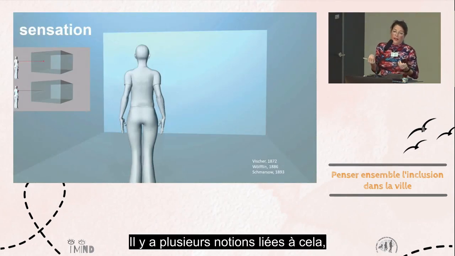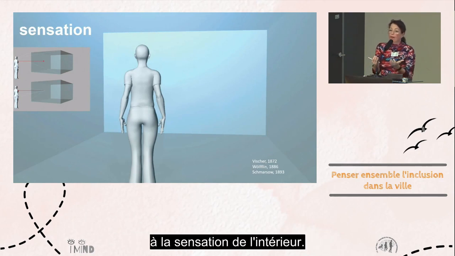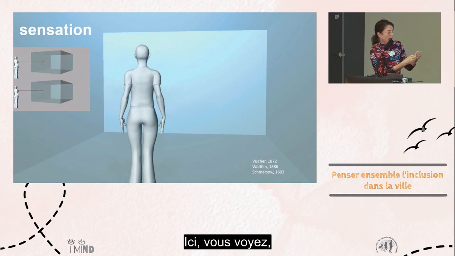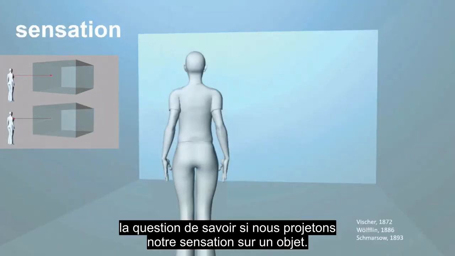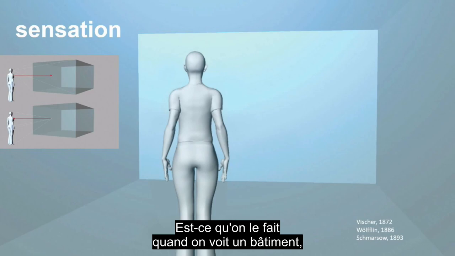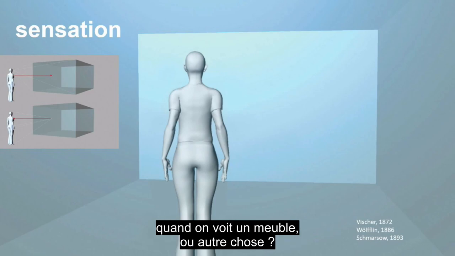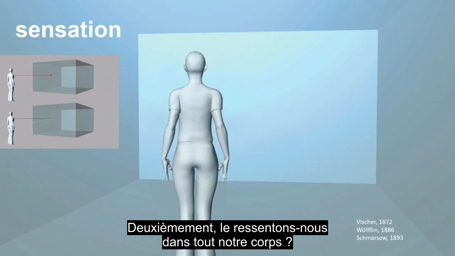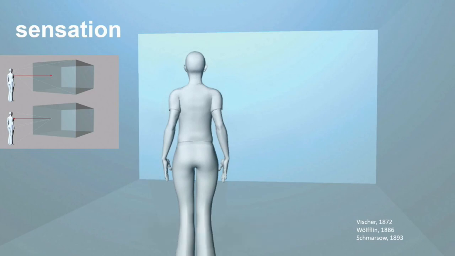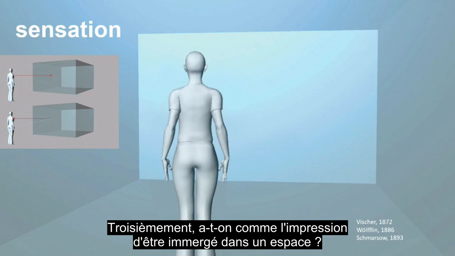There are several notions linked to this, to the sensation in the interior. And you see here on top the question whether we project our sensation on an object. Do we do that when we see a building or when we see furniture or something? Do we project emotion on it? Secondly, do we feel it in our whole body? And thirdly, is it rather like we are immersed in a space?